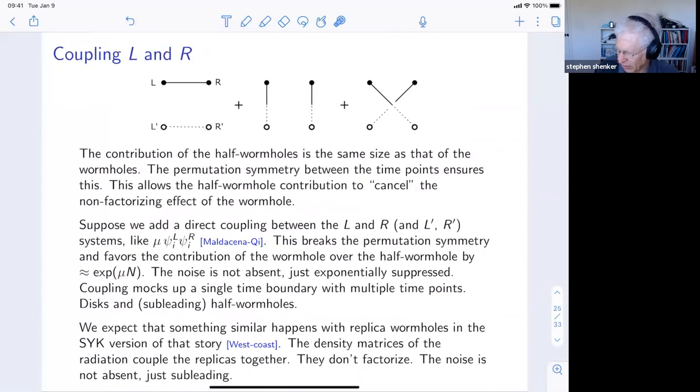So here's an example of the fermion coupling. When you put this coupling in, it's not like the noise, these half wormhole contributions, are absent. It's just that they're exponentially suppressed.